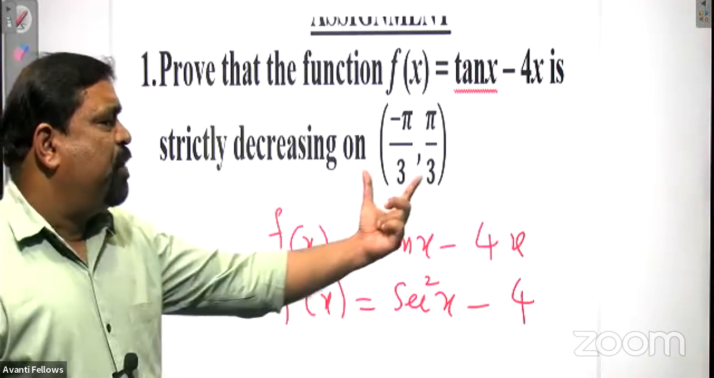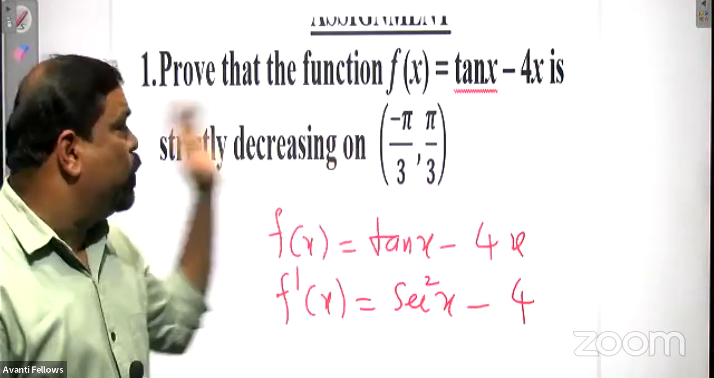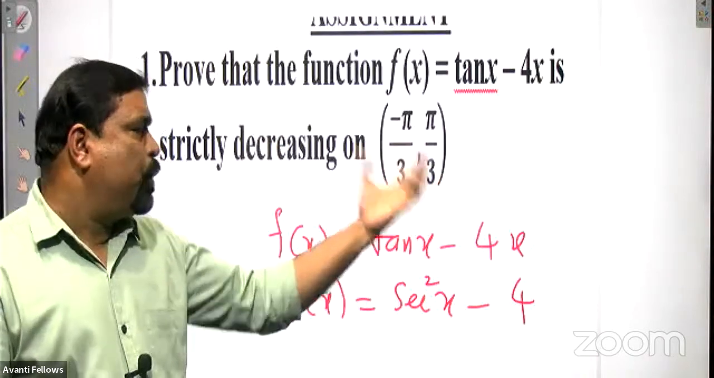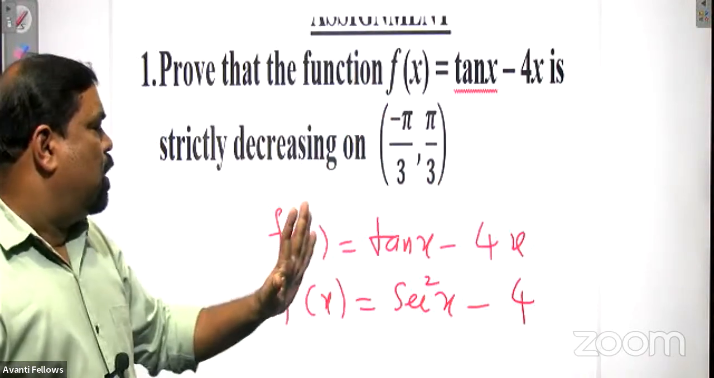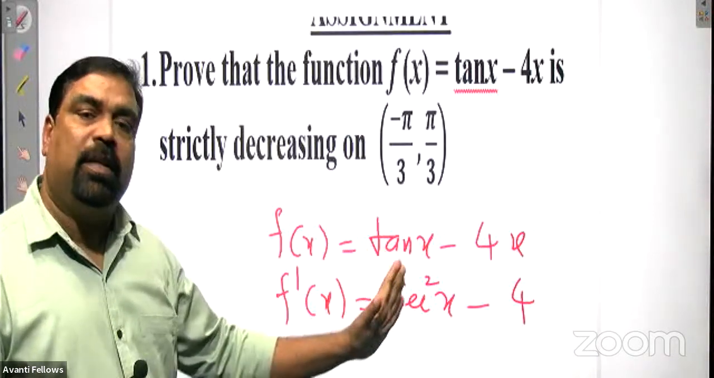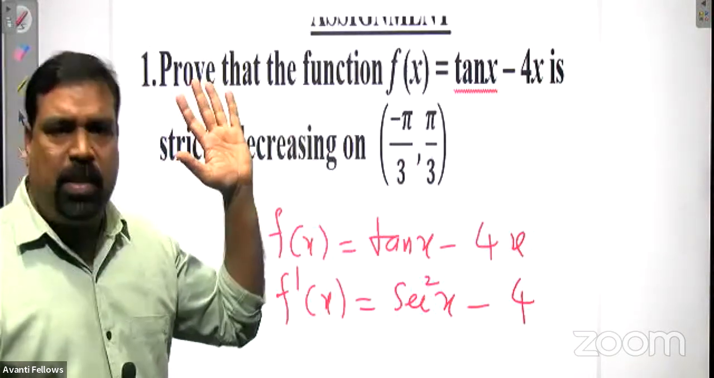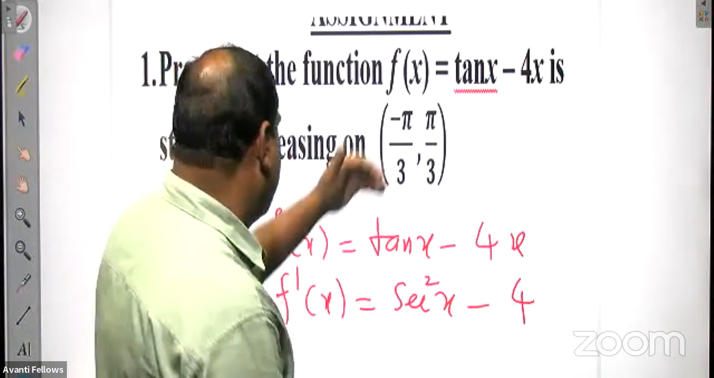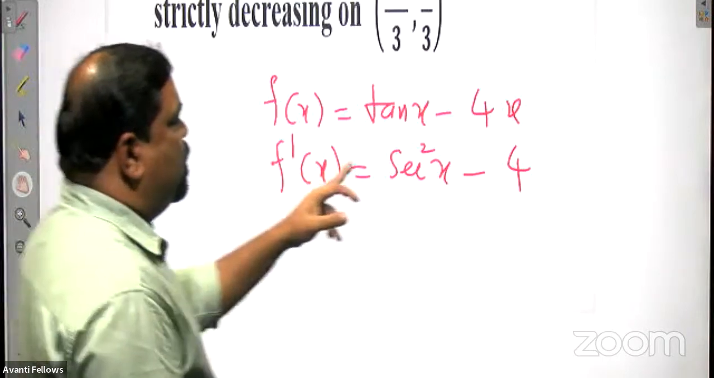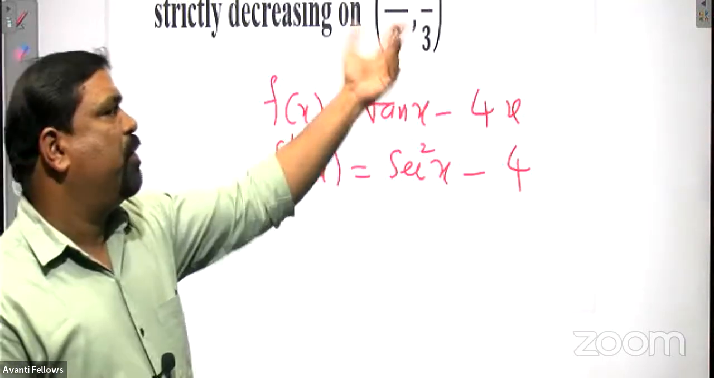Now, since the interval is given here, minus pi by 3 to plus pi by 3, the question is to prove that it is decreasing in this particular interval. So we have to show that in this interval the derivative must be strictly less than 0. The derivative must be negative in this given interval. That is the only thing we have to prove. So the derivative is sec square x minus 4. We have to prove that this value is always negative in this given interval.